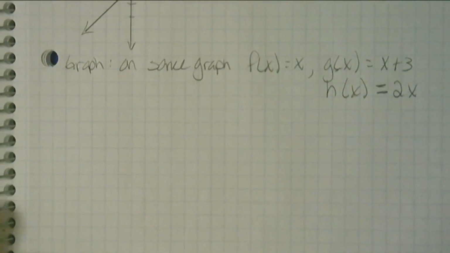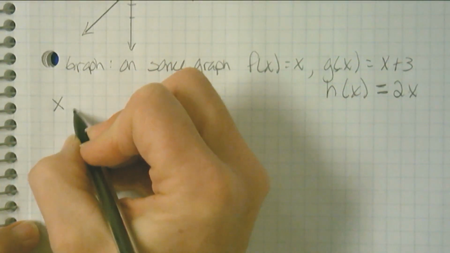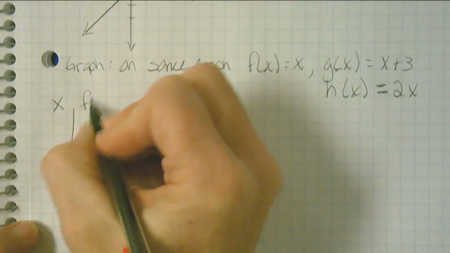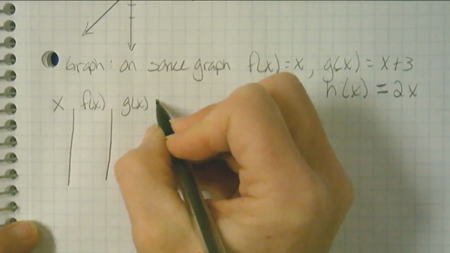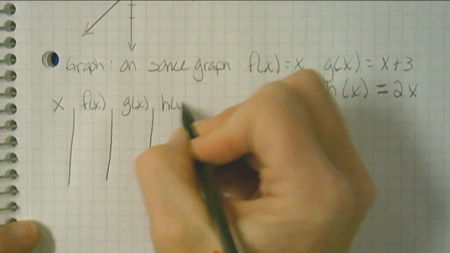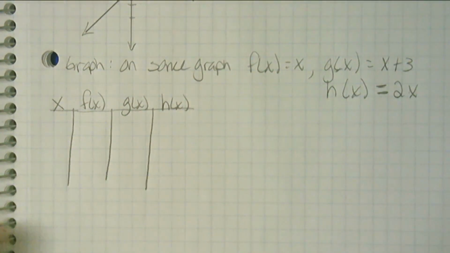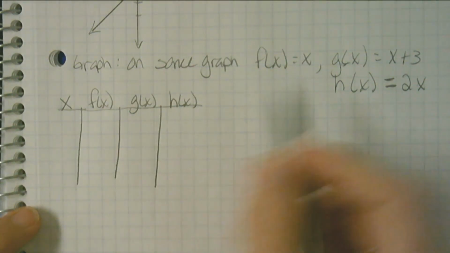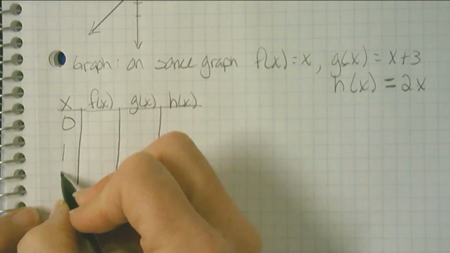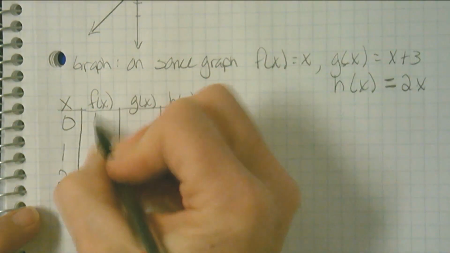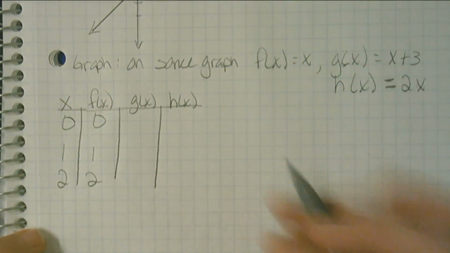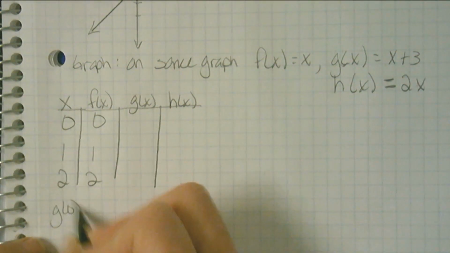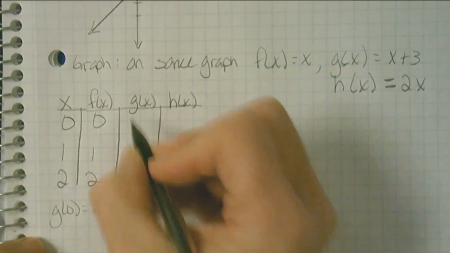So, why don't we create this table? Let's do a column for f of x, a column for g of x, and a column for h of x. Let's use 0, 1, and 2. We already know we have 0, 1, and 2 for our f of x because we just did it. Our g of x, we need to do. So g of 0 is going to be equal to 0 plus 3. So go ahead and start doing this.